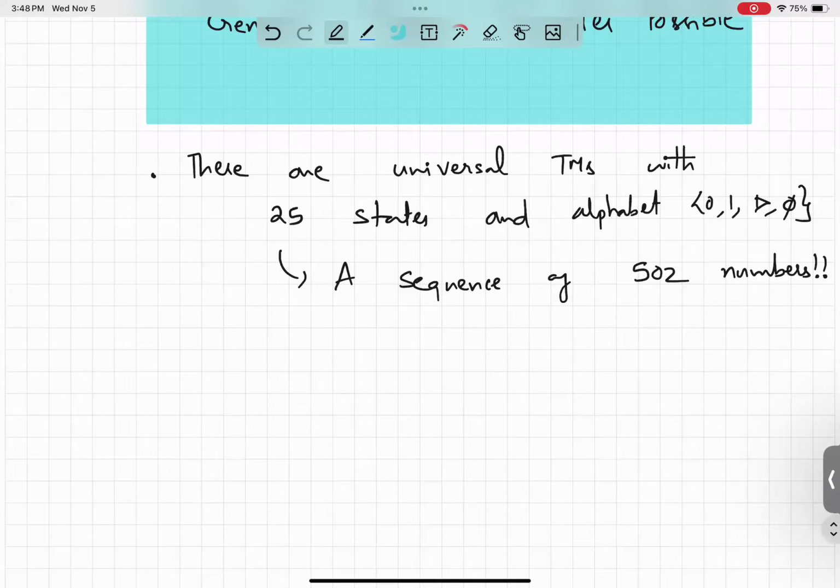This Turing machine with 25 states and 4 alphabet symbols can simulate a Turing machine which has 1 million states. It can simulate the whole of Python if you want. So these 502 numbers are just as powerful as a Python interpreter. You give a suitable encoding of the program, and it'll tell you the answer. We'll talk about this and other implications in the next lecture.